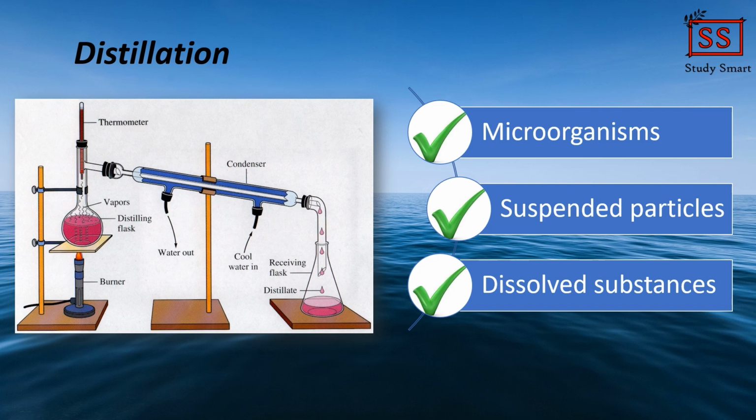The last water purification method that we want to study today is distillation. Distillation involves boiling water and then condensing the steam back into liquid form. The final product of the distillation process is known as pure water, as distillation is able to separate suspended particles and dissolved substances as well as kill microorganisms.